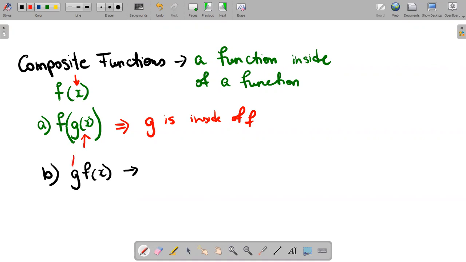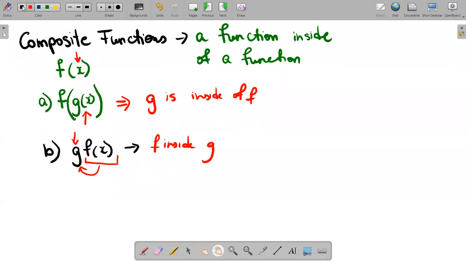The one that comes first is the mother, so obviously that's the bigger one. The one that comes second is the baby. So obviously the baby is inside of the mother. So who is inside of who? F inside G. Now, sometimes they give you different formulas to represent this. I just want to make sure I give you all the examples.